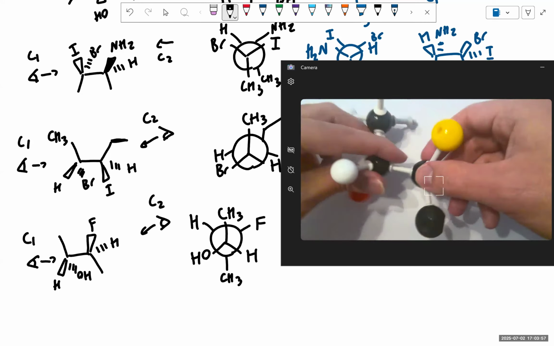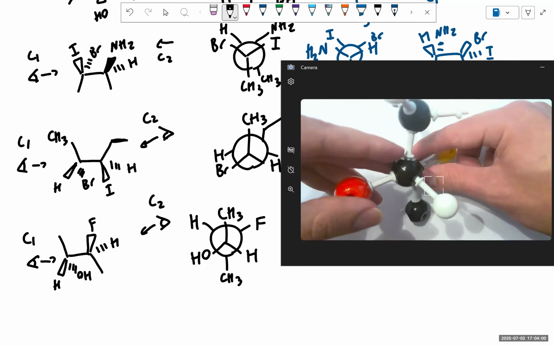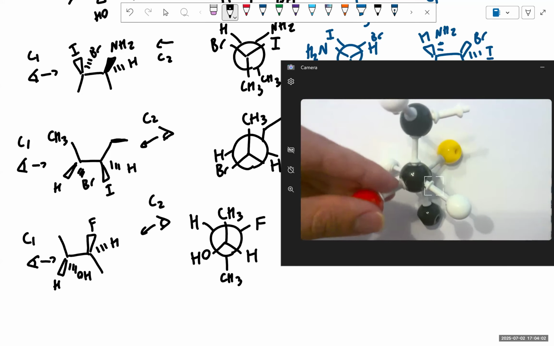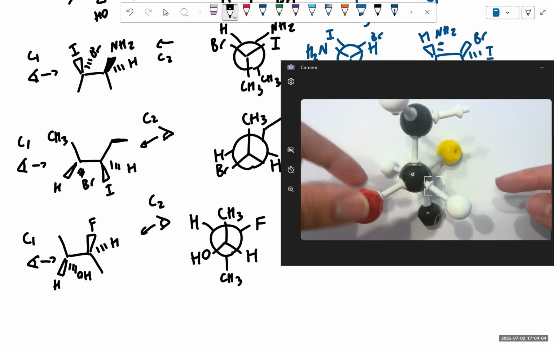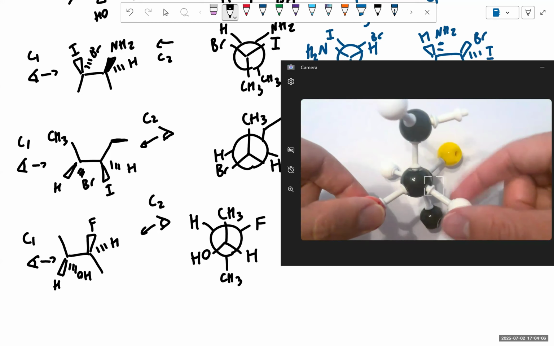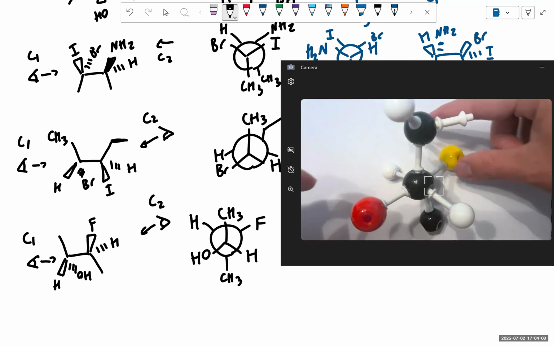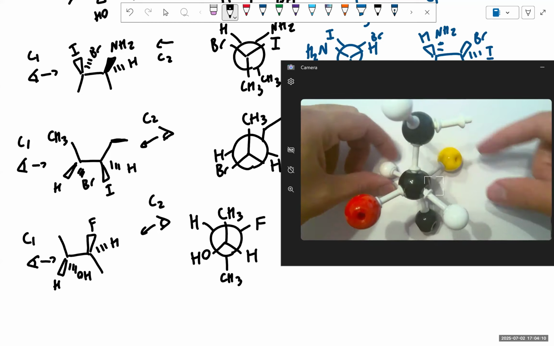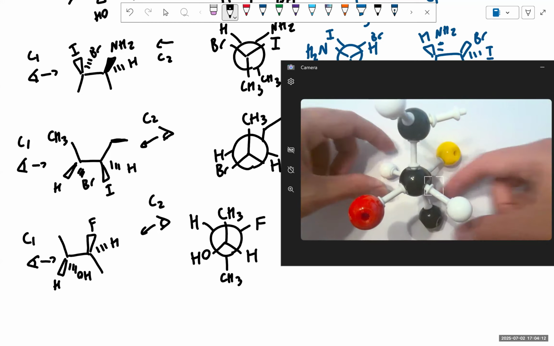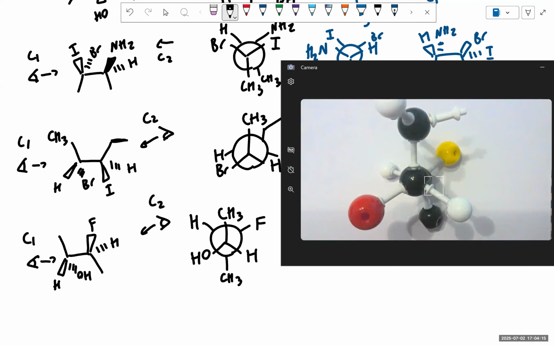So here's carbon 1. Let's look down carbon 1. And we see that the methyl group is up in the front. The oxygen is on the left. The hydrogen is on the right. On the back, the fluorine's on the right. The back hydrogen's on the left. The back methyl group's pointing down.